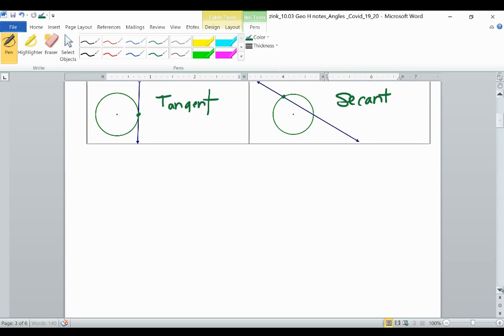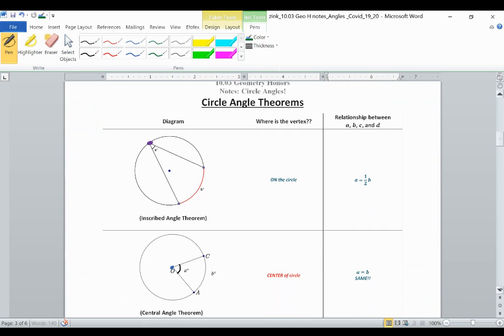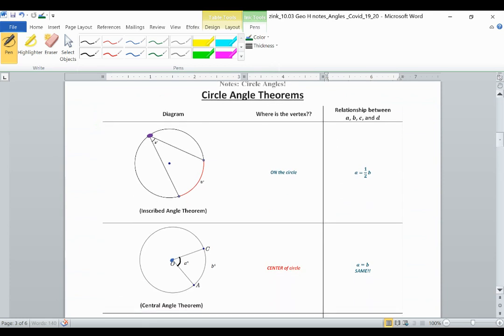So now we're going to talk about rules with these angles. I was having a lot of trouble trying to write into this document, so I typed them in ahead of time because I couldn't write them for you as I was talking. So they're already filled in for you right here.